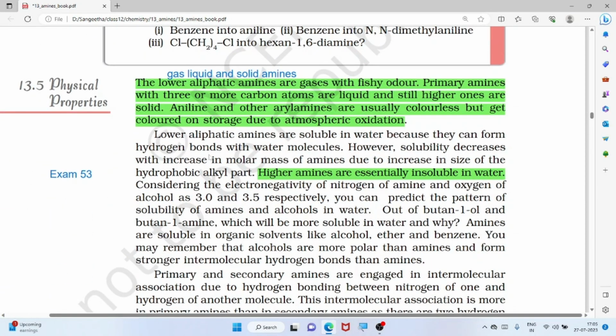Physical properties. The lower aliphatic amines are in the gaseous state. Primary amines with 3 or more carbon atoms are liquid, and still higher ones are solid. Aniline and other aryl amines are usually colorless but get colored on storage due to atmospheric oxidation.